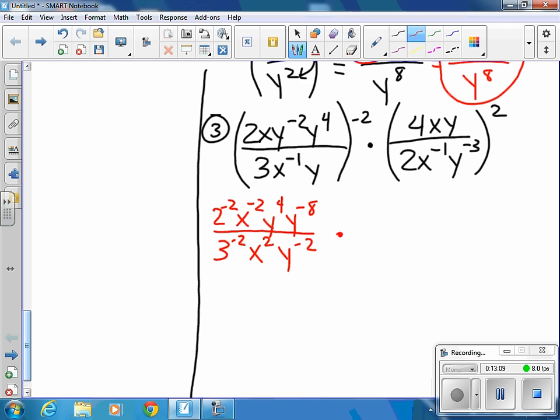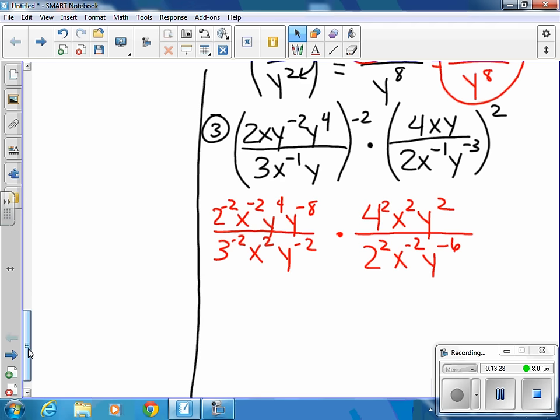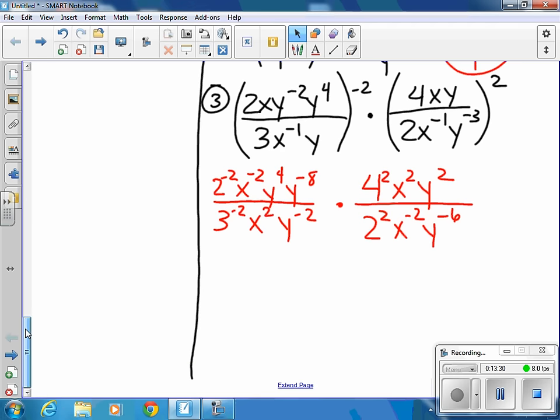Go to the other one and distribute your power of 2 to everybody in that one. So this is where you end up with 4 squared, x squared, y squared. And then on the bottom, you end up with 2 squared, x to the -2, and y to the -6. Now, at this phase in the game, however you want to look at it, we want to start making things happy, right? Because that way we don't have to worry about negatives and positives and all those crazy things.